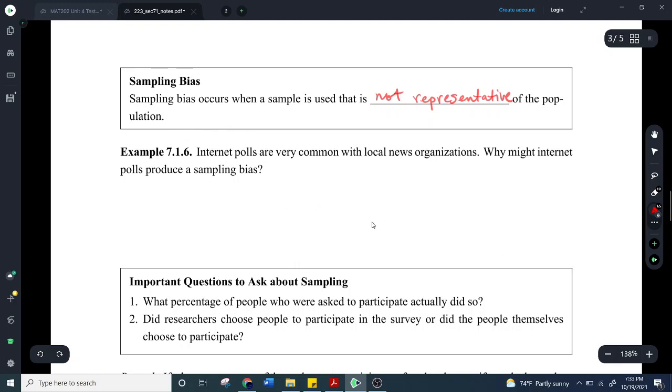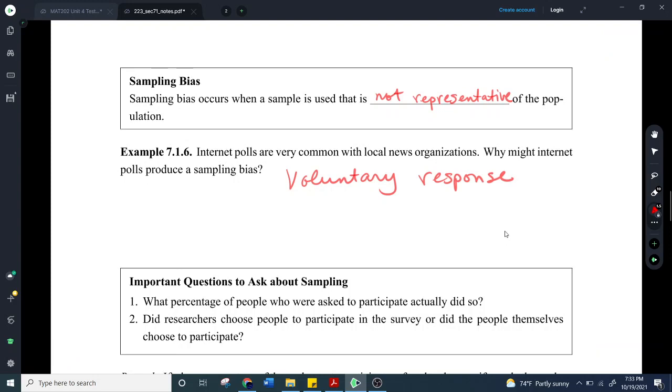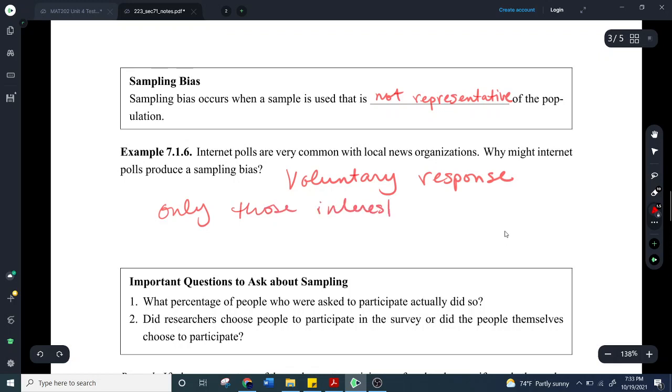So a quick example, internet polls are very common with local news organizations. Why might internet polls produce a sampling bias? So the problem with an internet poll is that they're what we call voluntary response. If it's a voluntary response, people who tend to respond are probably very interested in that poll. So we could say that only those interested will respond. And the problem there is that that doesn't really represent the general population.